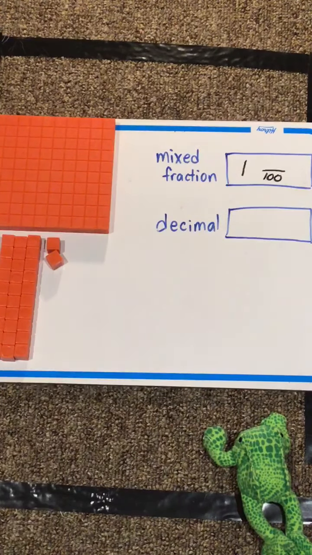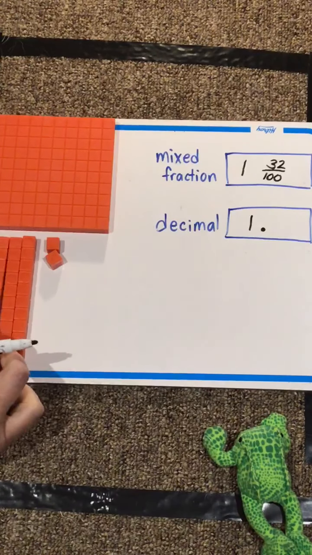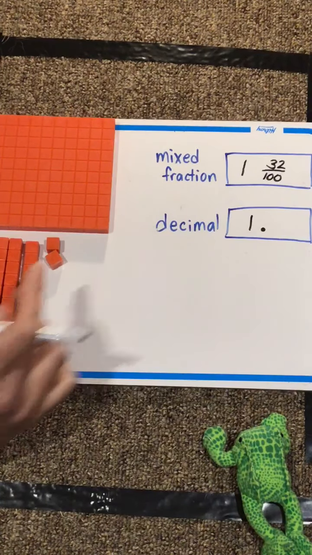All right, now we got to change that into a decimal. Okay, to the left of our decimal point is the whole cakes. In this case, we've got 1 whole cake. To the right, we've got 3 strips, so we've got 3 tenths and 2 hundredths, or 32 hundredths, which is the same thing as 3 tenths and 2 hundredths. Okay, so 1 and 32 100ths, the decimal would be 1.32.